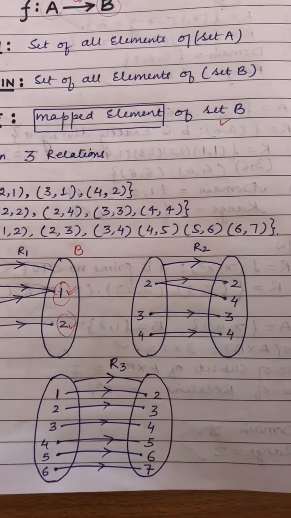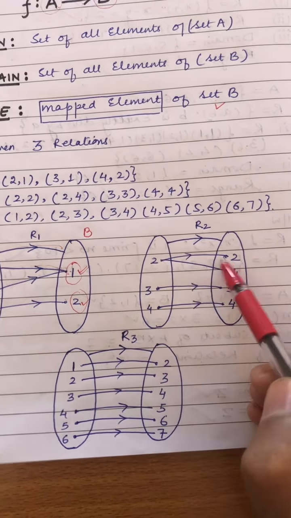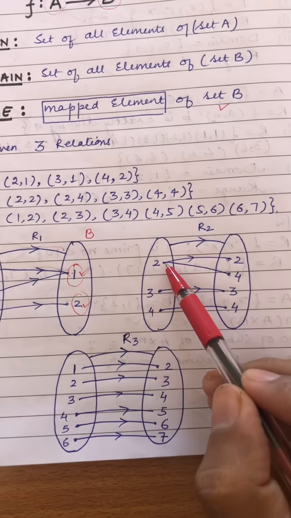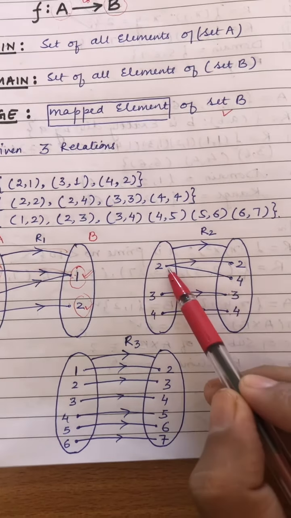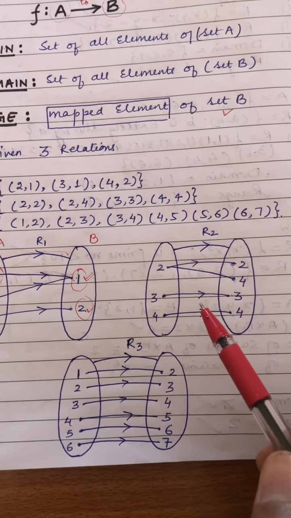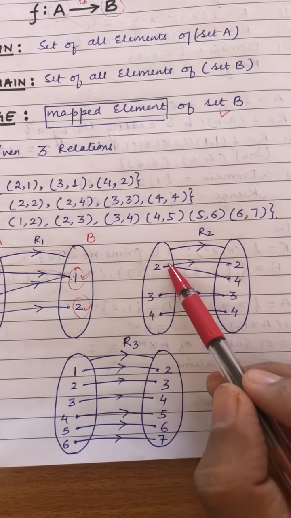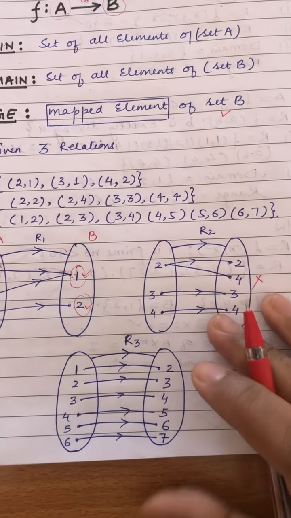Now moving on to the second relation R2: (2, 2), (2, 4), (3, 3), (4, 4). Now see element 2. Element 2 has 2 images. One is 2, other is 4. So it is not a function. Every element should have a unique image. So 2 has how many images? 2 images. So it is not a function.